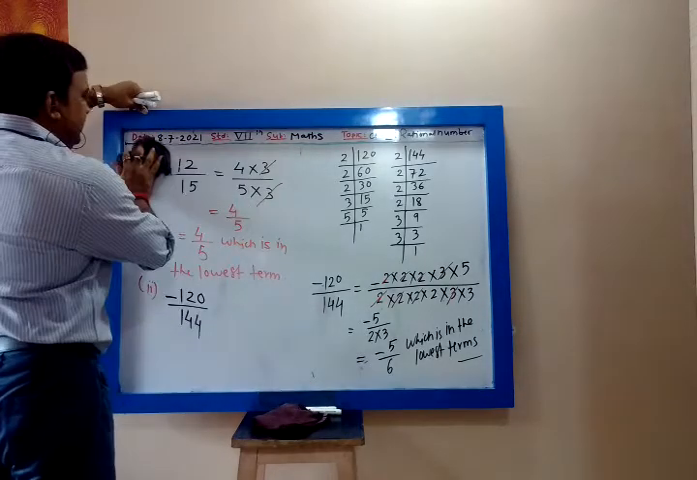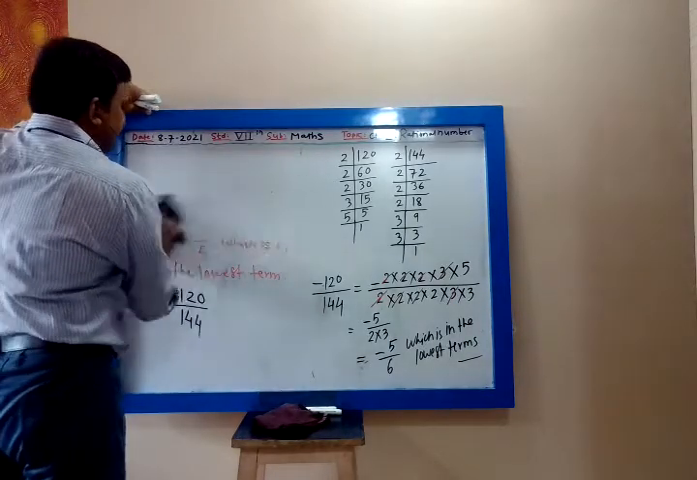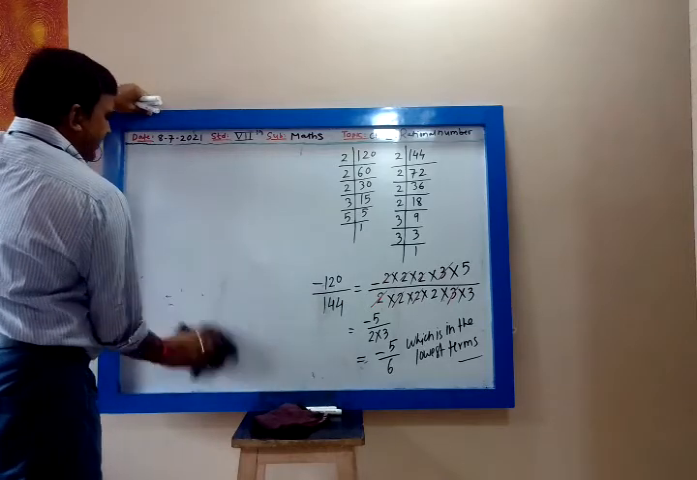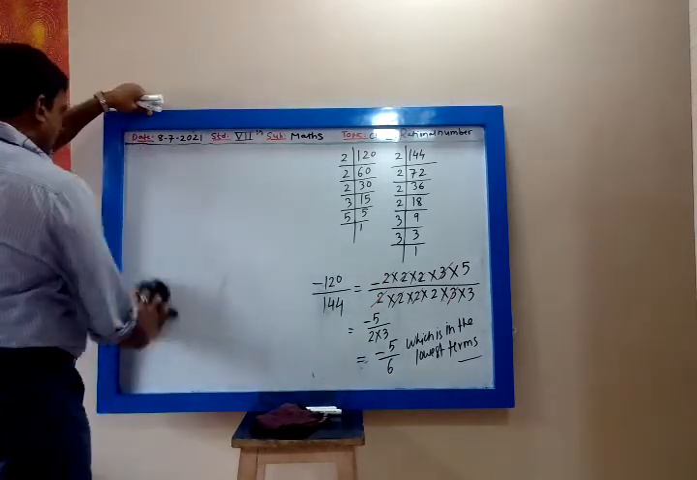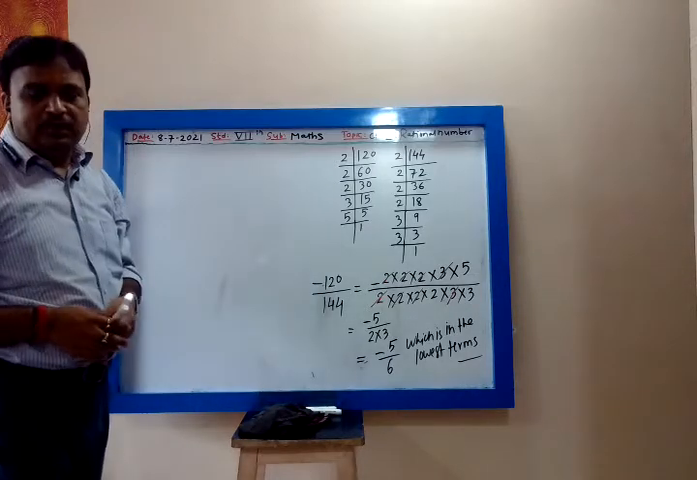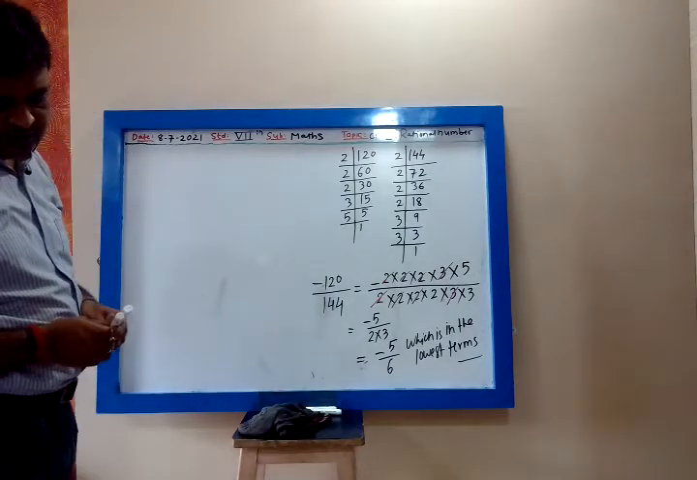Okay. So in a similar way you will do the others. Lowest term means you have to cancel the common terms of numerator and denominator.